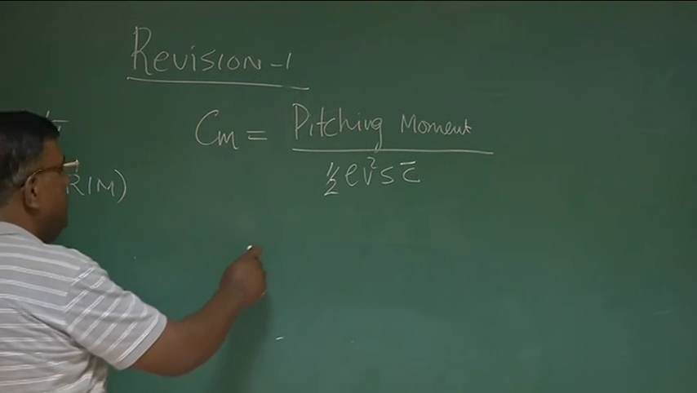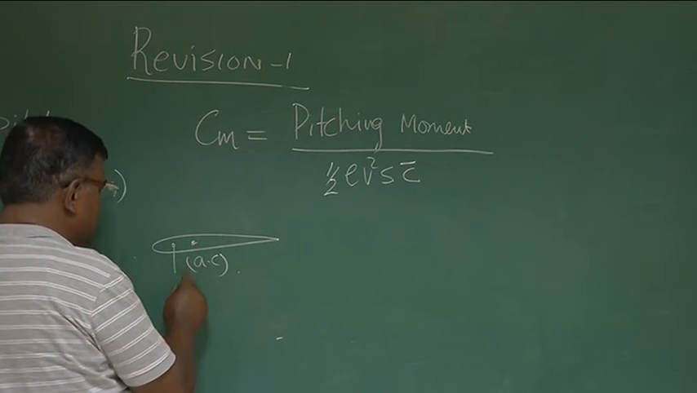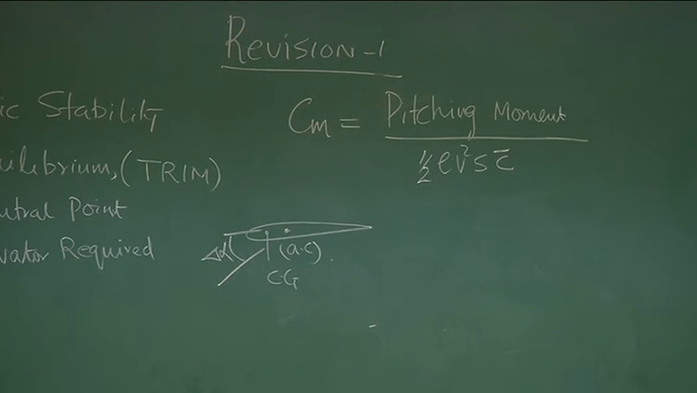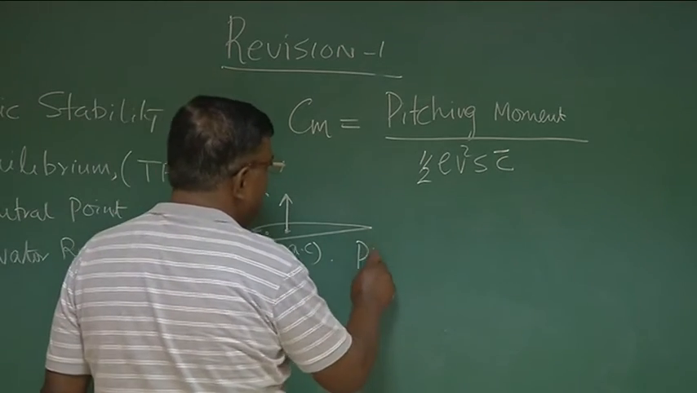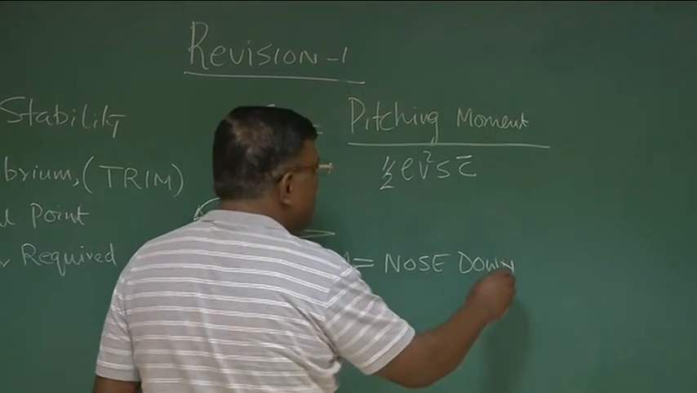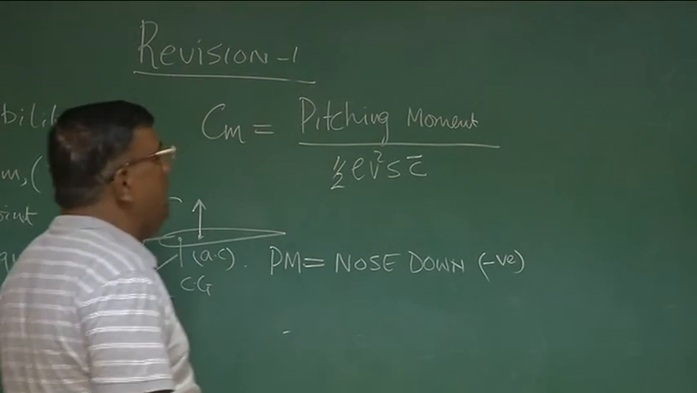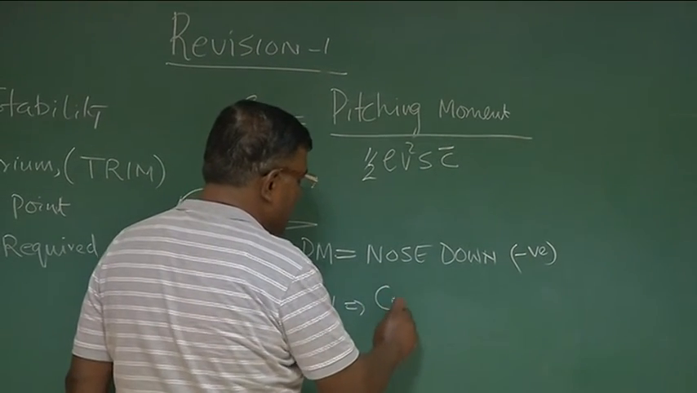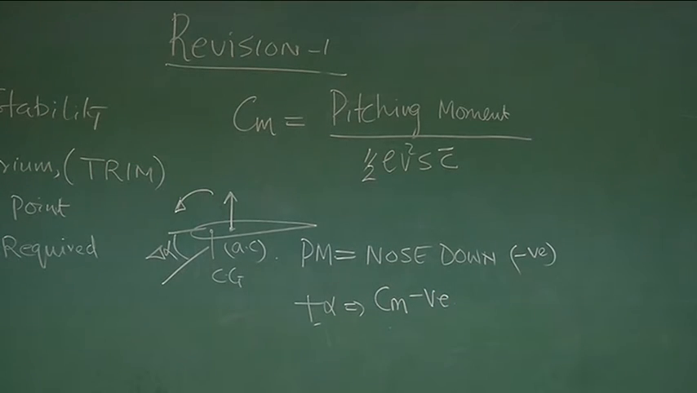What we have noticed for static stability, even for a flying wing, that if this is the aerodynamic center, if this is the center of gravity, so if there is a disturbance in terms of angle of attack, this combination will give a nose down moment. So pitching moment will be nose down. Nose down is, as per our convention, negative. So what we realize for static stability, if there is a positive angle, then the pitching moment coefficient Cm should be negative. Right? For negative alpha, it should be positive.